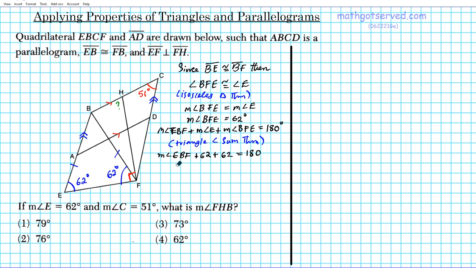So we're going to combine these two numbers. Measure of angle EBF, if you add these two, 124, is equal to 180. And then to get the measure of angle EBF on its own, you subtract 124 from both sides, and that yields the measure of angle EBF is 180 minus 124, which is 56 degrees. Bam. All right, so this angle right here is 56 degrees.